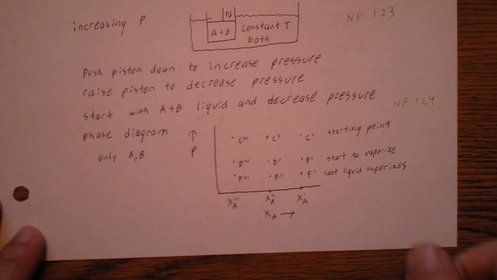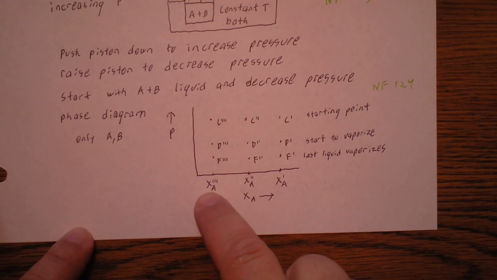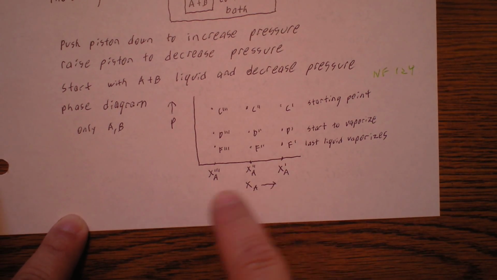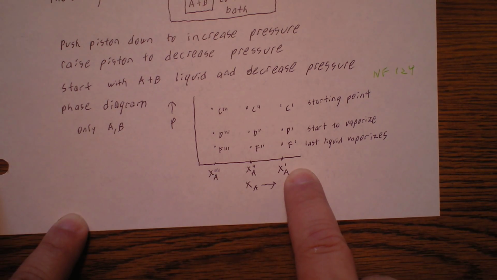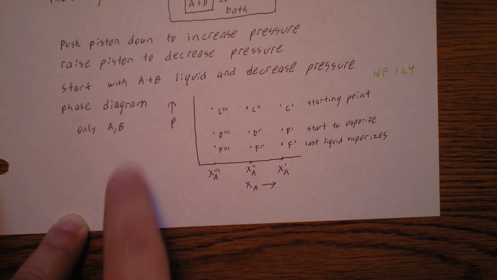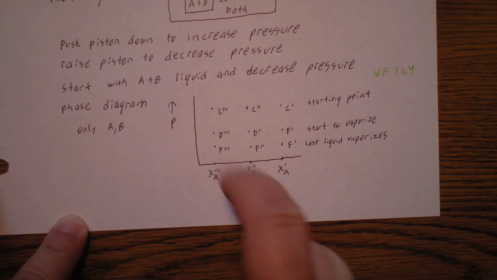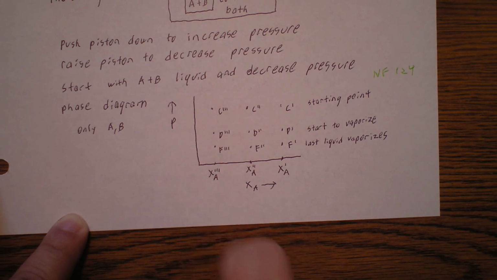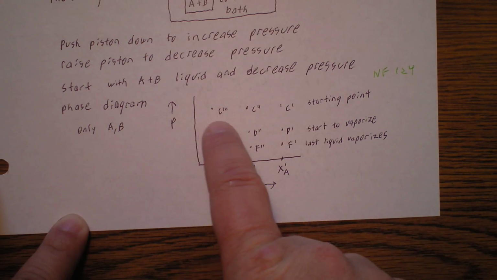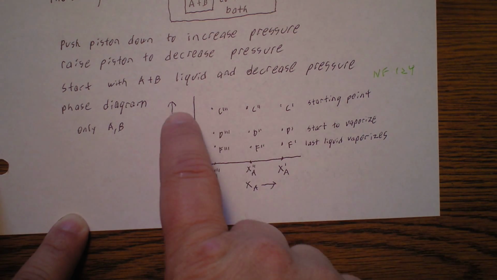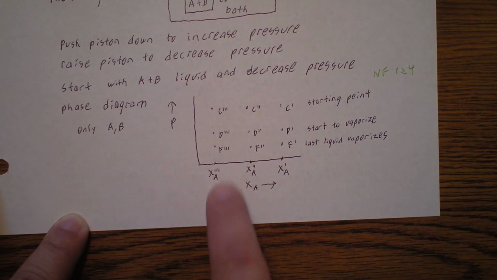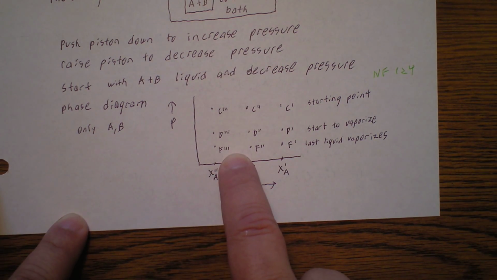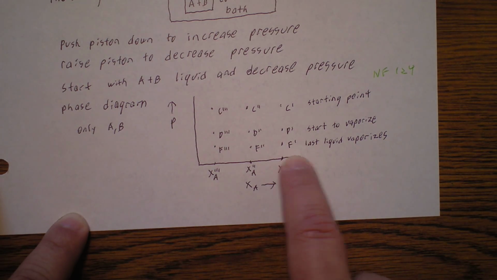Now we're going to build a phase diagram here. We're going to have three different mole fractions of A, which we'll call triple prime, double prime, and single prime. And we're going to have increasing pressure on the graph. Like we said, we're going to start at this higher pressure and decrease the pressure going down. So this C is our starting point. As we decrease the pressure, we're going to call D the point where we just start to get vapor. And then we're going to call this point F, where there's no more liquid. All the liquid is vaporized, and all we have is the vapor phase.